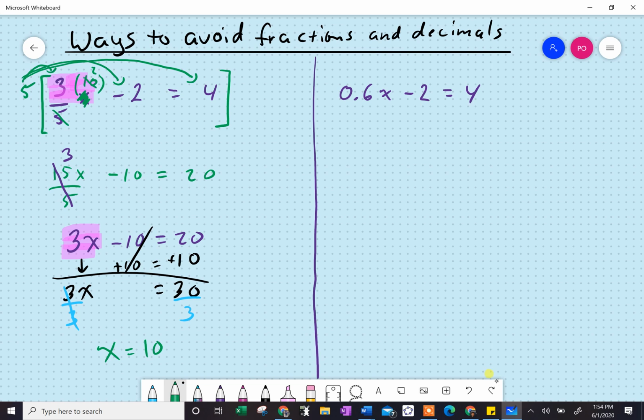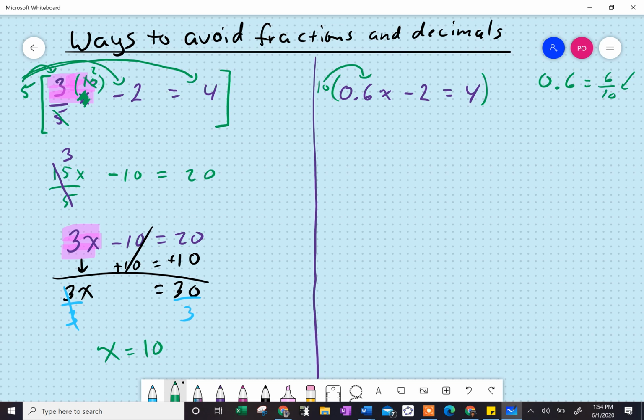Now, here is the same question, but instead of using 3/5, I used 0.6, or 6/10. And I want you to listen to what I just said. 0.6 is 6/10. So, using the same strategy, I'm going to multiply everything by my denominator, which is 10. And here you have to understand place value. This is a tenths place.